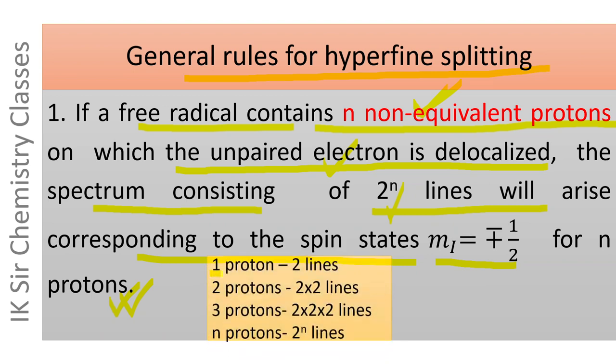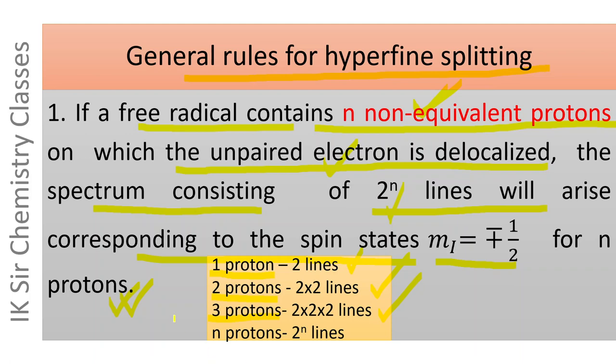If there is one proton in the vicinity of which the electron is present, 2 hyperfine lines will be obtained, as in the case of the hydrogen atom. If the unpaired electron is delocalized around 2 non-equivalent protons, 2 into 2 lines will be obtained in the ESR signal. On the other hand, if the unpaired electron is delocalized around 3 non-equivalent protons, 2 into 2 into 2, that is 8 hyperfine lines will be obtained in the ESR signal.